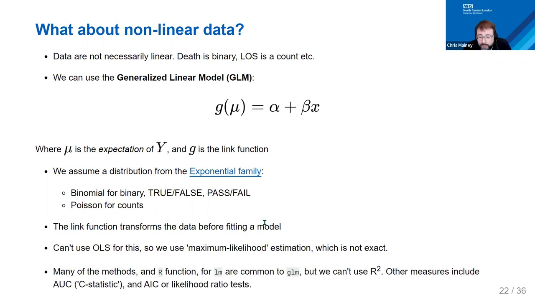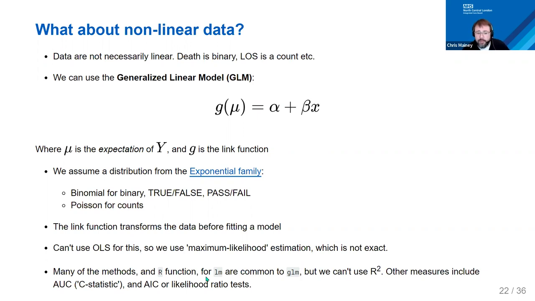Now, whilst a lot of the stuff that you're going to use for the linear model is the same, and the main difference for you coding it is that you have to put GLM rather than LM, we can't rely on the R squared metric that we used before to work out whether or not our model is a good fit or not. We have to use something that is specific to the type of model.